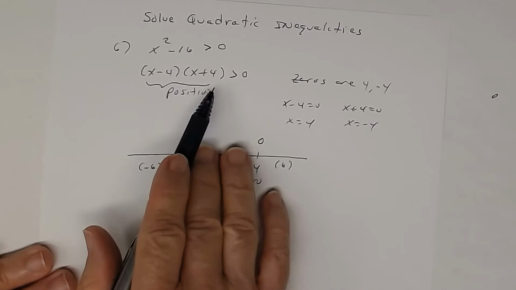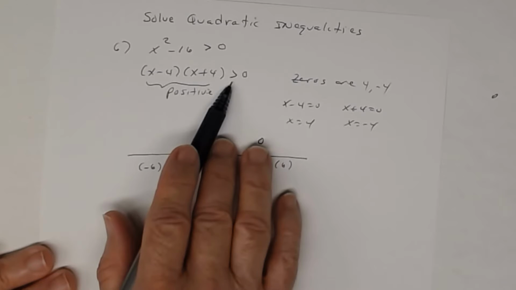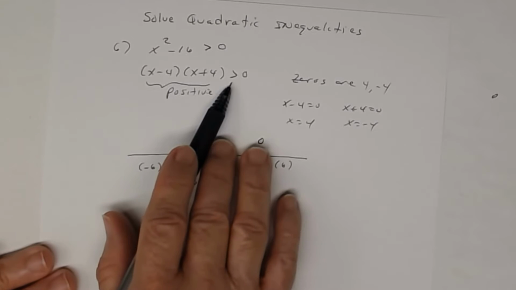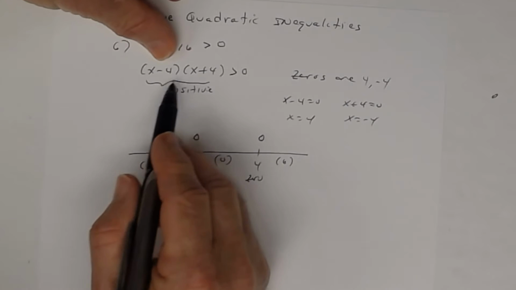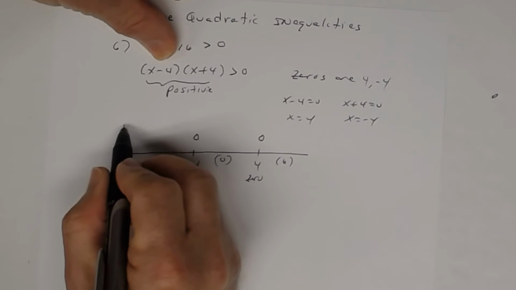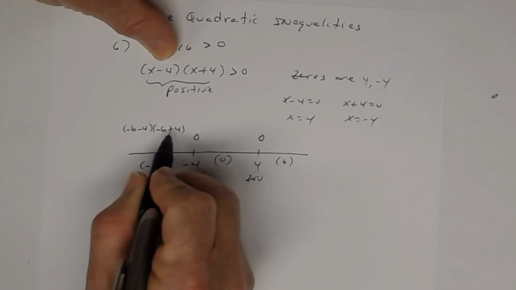All right. Also notice, there's no equal sign, right? So that's a strict inequality. Strict inequality means there's no equal sign. It's strictly greater than or less than. So there's no equal sign. Okay, so let's use negative 6. So we go back to the factored part. If x is negative 6, I get negative 6 minus 4 times negative 6 plus 4, right?